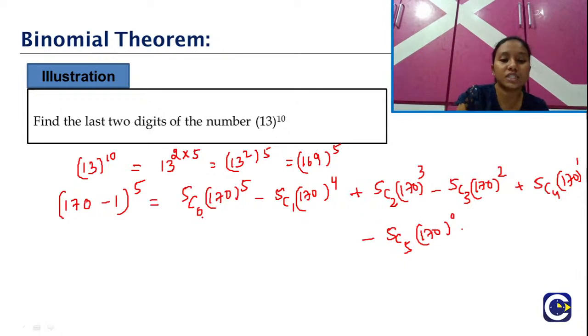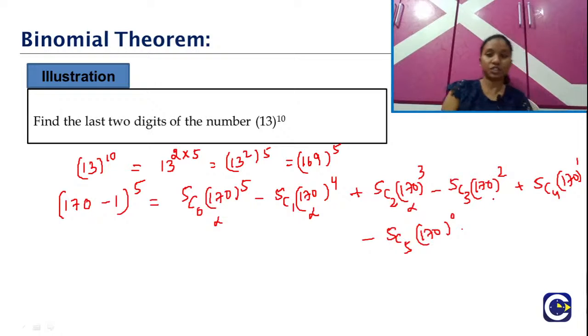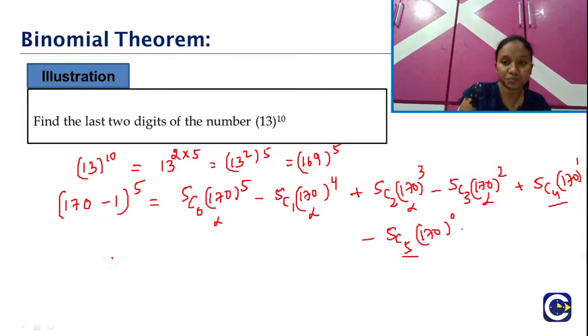So here you can see 170 power 5, which means we will be having last 5 digits 0, so we can neglect this. And similarly here last 4 digits 0, so we can neglect this. And here last 3 digits 0, so we can neglect this also. Whereas here last 2 digits is 0, which means we can neglect this part also. And now here this is 1 digit 0, that means we have to figure out the values of these two.